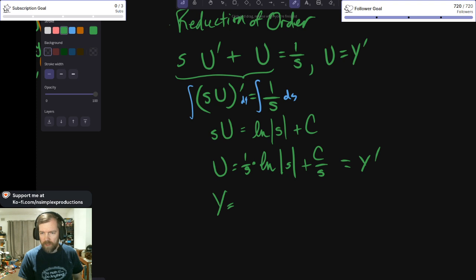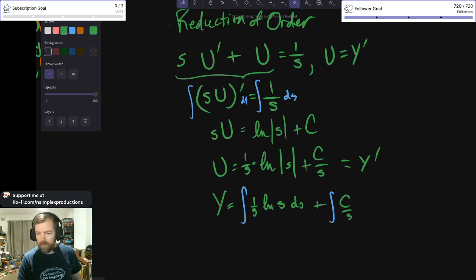So y is going to be the integral of all this stuff, which, yes, is gross, but it's doable at least. 1 over s natural log s ds plus the integral of C over s ds.